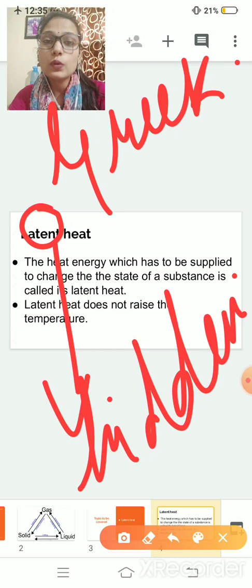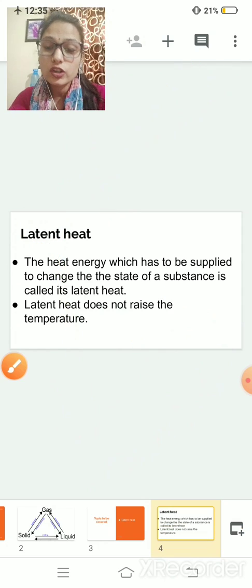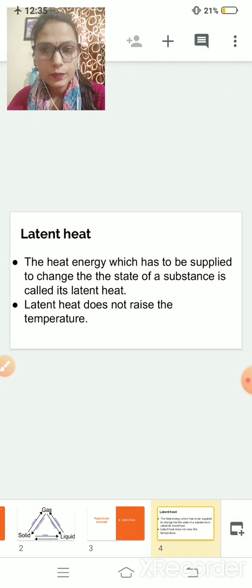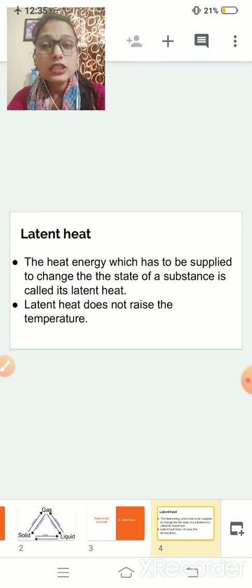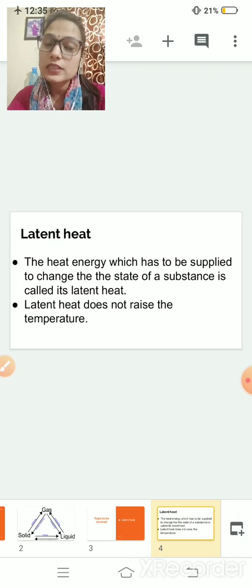So, it is known as your latent heat. So, we can write the definition of latent heat like this. The heat energy which has to be supplied to change the state of matter of a substance is called its latent heat.